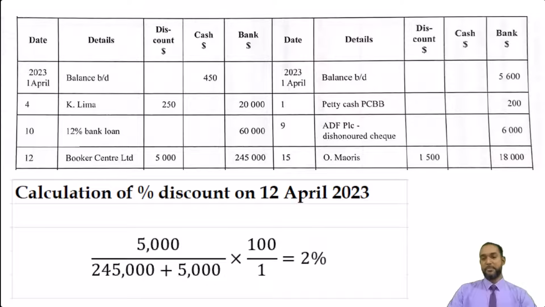So again, it's a simple percentage. I'm going to pull up the whole calculation. So you've seen 5,000 divided by 245 plus 5,000, which is 5,250. And of course, they multiply by 100. That gives us a simple 2% discount, right?